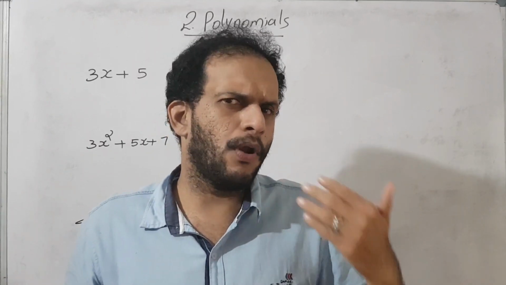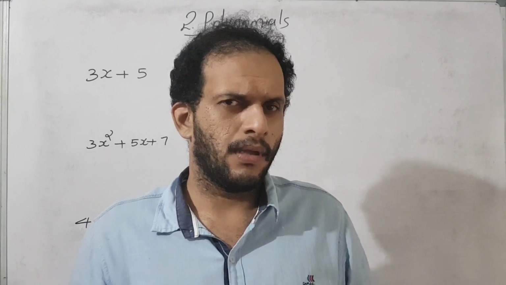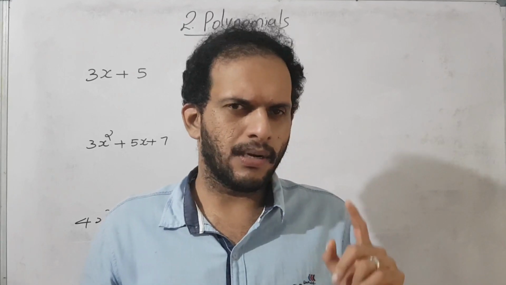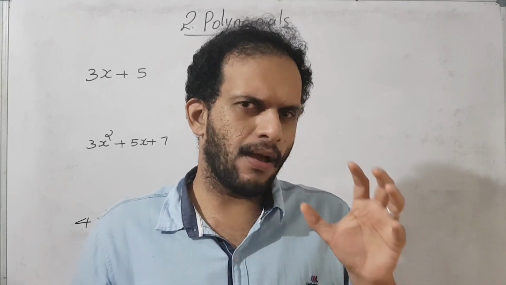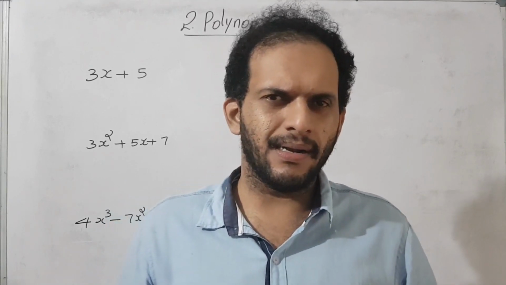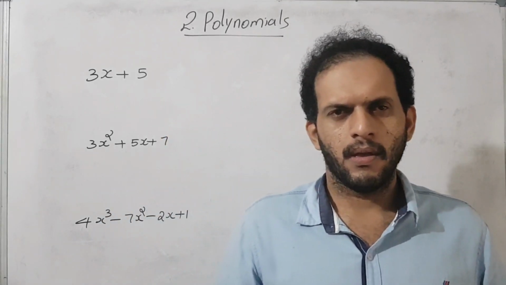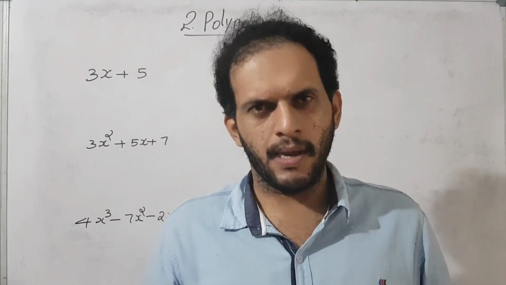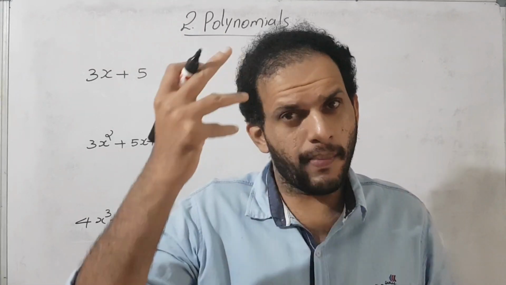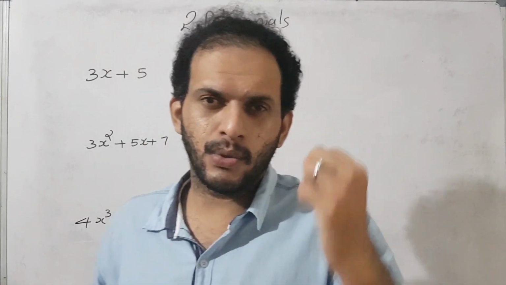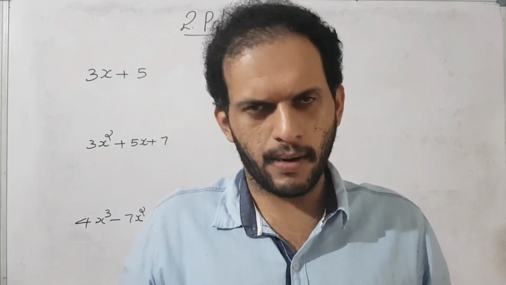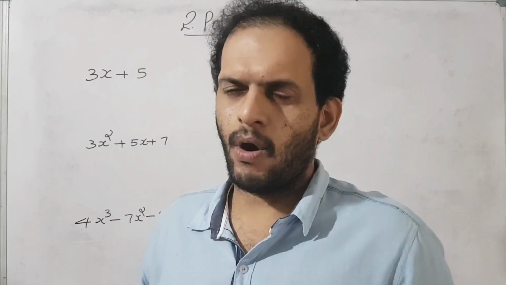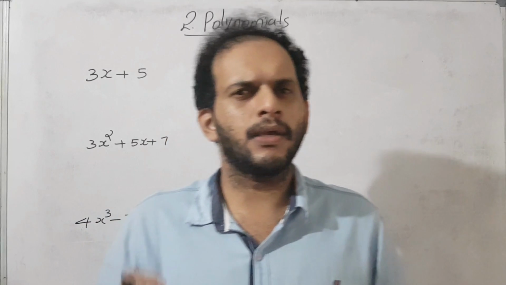What do you mean by a linear polynomial? A polynomial whose degree is 1 is called a linear polynomial. What do you mean by a quadratic polynomial? A polynomial whose degree is 2 is called a quadratic polynomial. What do you mean by a cubic polynomial? A polynomial whose degree is 3 is called a cubic polynomial. I think you remember the ideas.